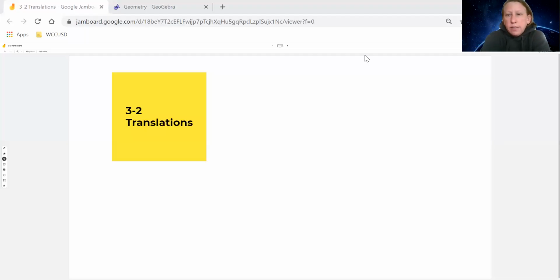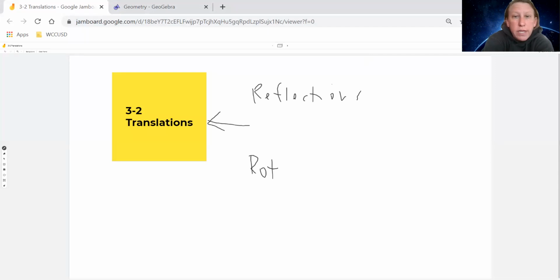Hello, students. We're doing topic 3, which is transformations, and we're talking about 3 transformations. We're talking about reflections, translations, the one for today, and tomorrow we'll do rotations. These are the types of transformations that maintain congruence.